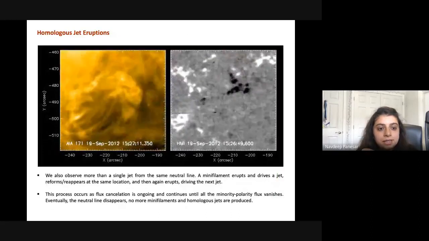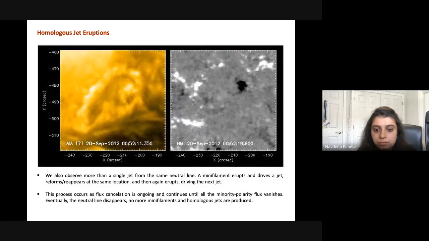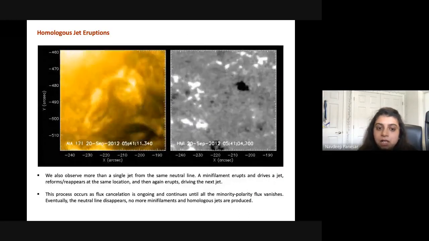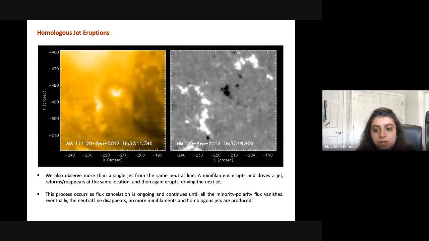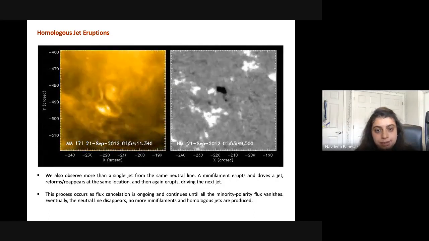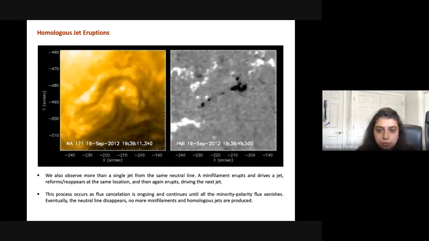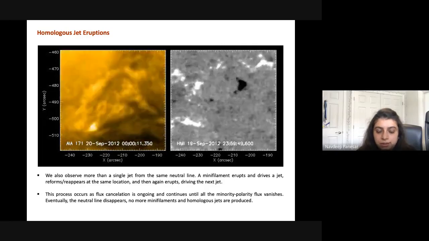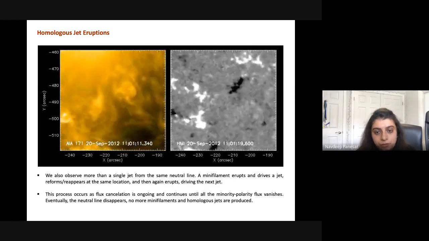Okay, in some cases, we observe that there is more than a single jet eruption from the same neutral line. So what happens? A filament forms and erupts and then drives a jet. And either it reforms or reappears at the same location and then again erupts and drives the next jet. So this process goes on until all the monopolar flux patch has completely disappeared from the neutral line.